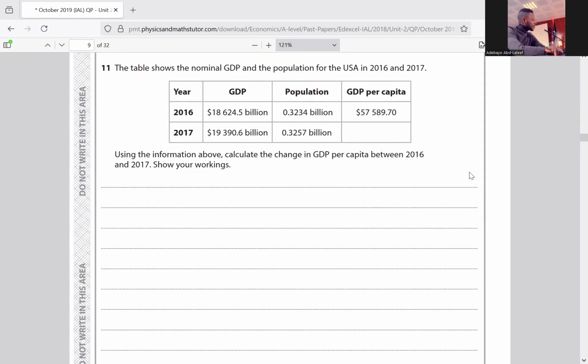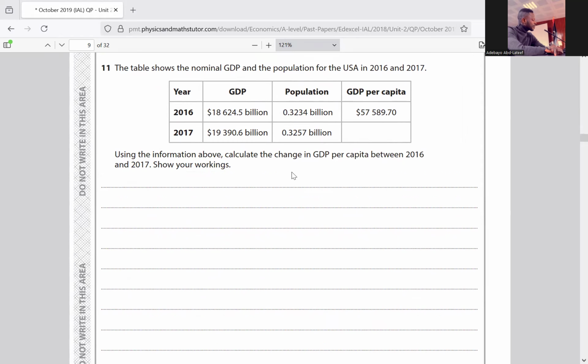So for question 11, they said the table shows the nominal GDP per capita between 2016 and 2017. Show your workings. GDP per capita is GDP divided by the total population. We have the GDP per capita for 2016, but we need to find the GDP per capita for 2017. So the GDP per capita for 2017 will be GDP divided by the total population of 2017.